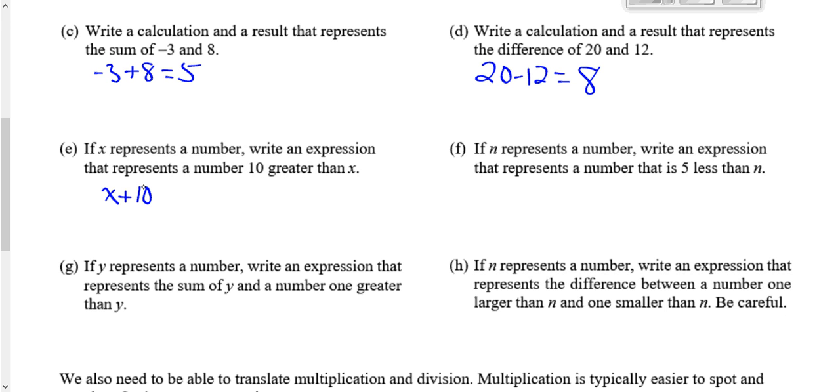Yeah, 10 plus x, right? But I like to start with the x and then show 10 greater, because sometimes the algebraic notation is almost like in reverse of the words, kind of like Spanish sometimes, different languages. F: N represents a number. I want a number that is 5 less than n. Start with n, and you want 5 less, so you take 5 away, right?